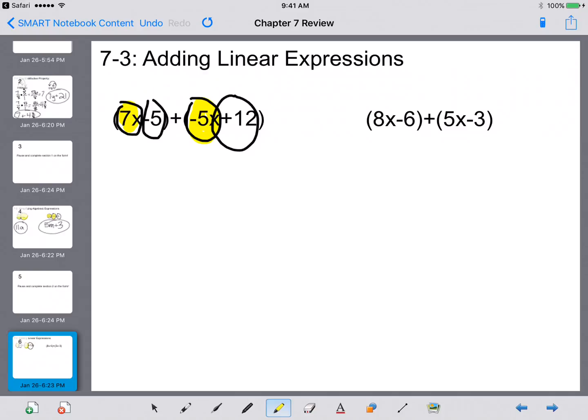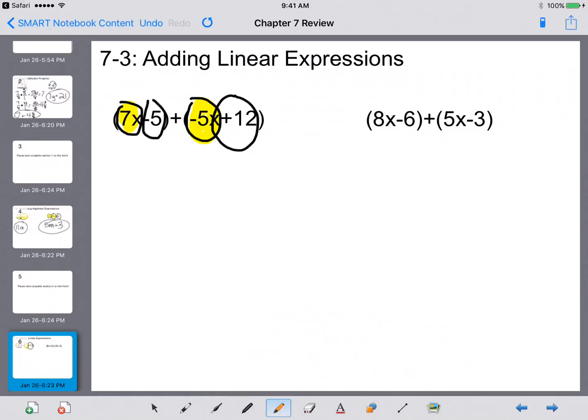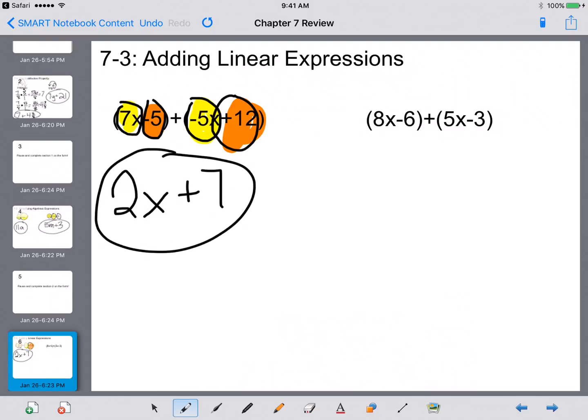And then we also have minus 5 and plus 12. 7x combined with, which means plus, negative 5x. So 7 plus negative 5 leaves us with 2, and our x stays. And then negative 5 combined with, so plus 12, gets us with a positive 7. And there's your answer there.